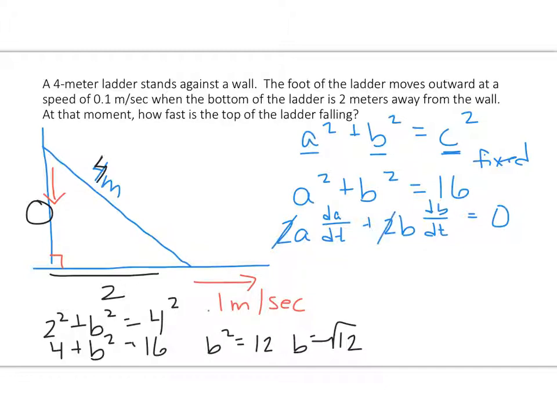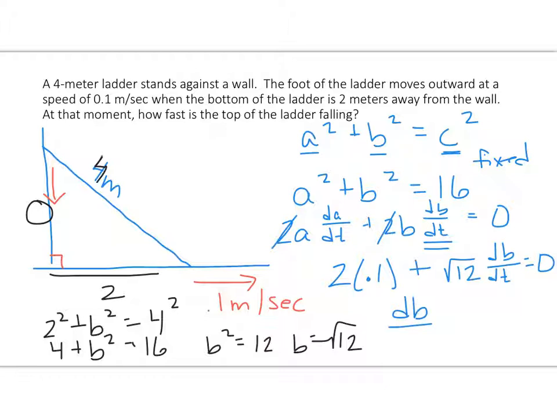And I'm trying to find dB/dt. So I'm going to plug in what I know. So when a is 2, its rate of change is 0.1. When a is 2, my b is the square root of 12. Then I'm just doing a little bit of algebra here. So I'm going to end up with dB/dt equals 0.2, a negative because I'm subtracting it, over the square root of 12. So it makes sense that it's negative because that distance is decreasing.